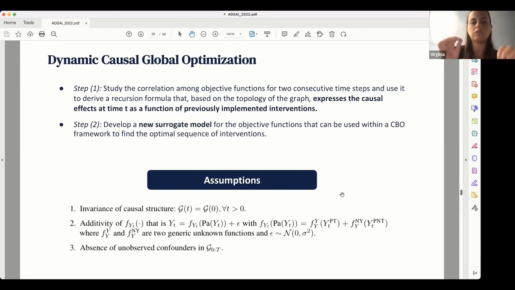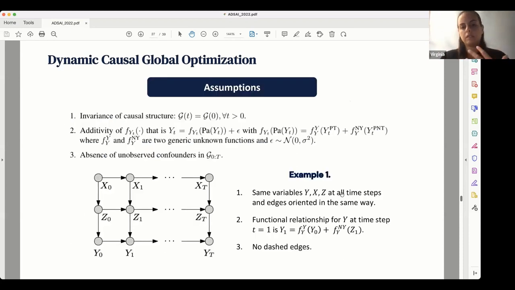So we're going to try to derive this recursion across time steps under 3 main assumptions. First of all, that we have invariance of the causal structure, so the graph at every time step is the same. We have additivity, meaning that the functional relationship for y can be split into a part that depends on its past value and a part that depends on other variables. And we have no unobserved confounders.